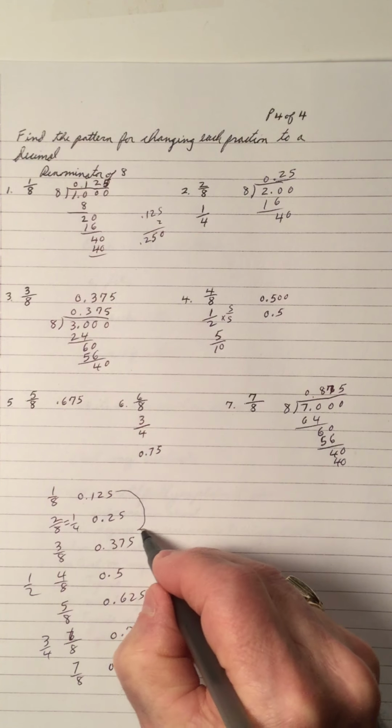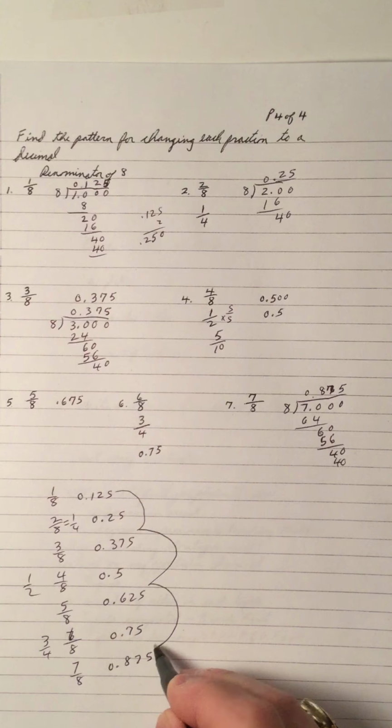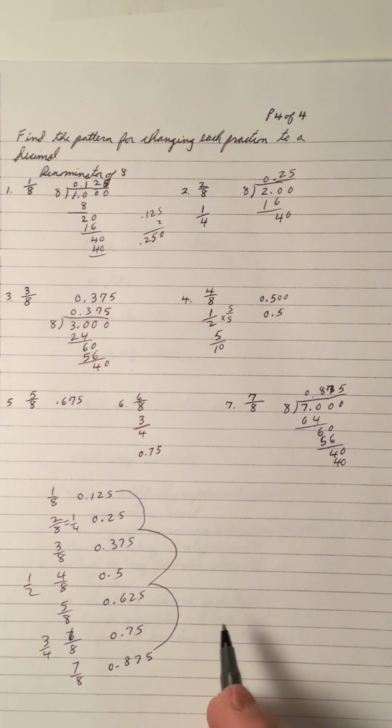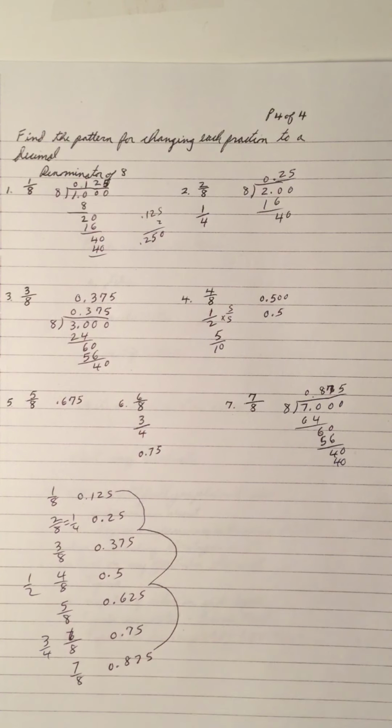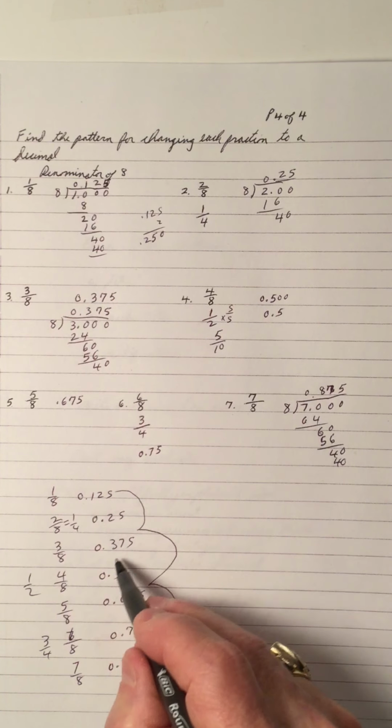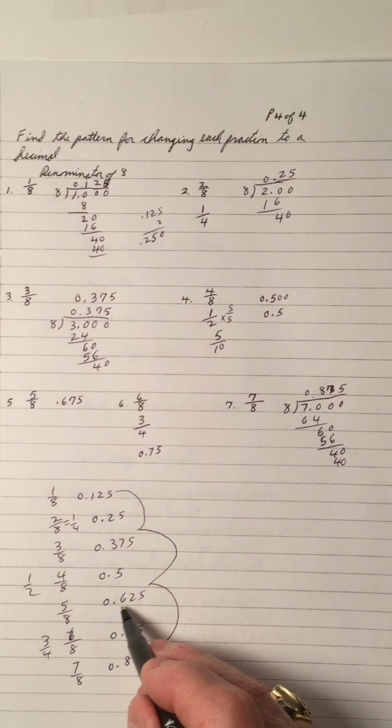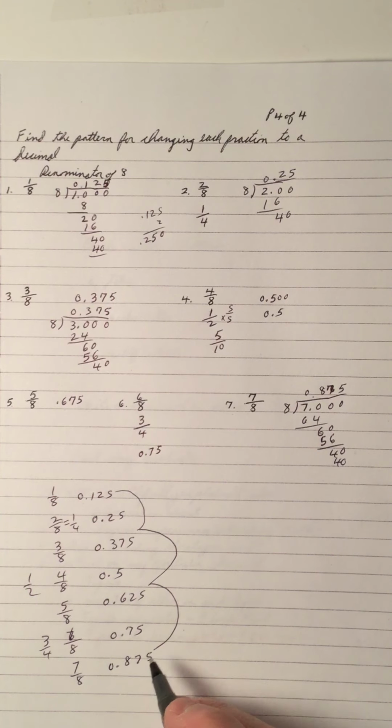Notice every second one you're adding on 0.25 onto each one as you go up, 1/4. Decimal 0.125, decimal 0.375, decimal 0.625, decimal 0.875.